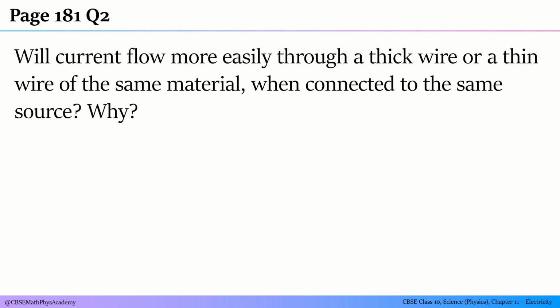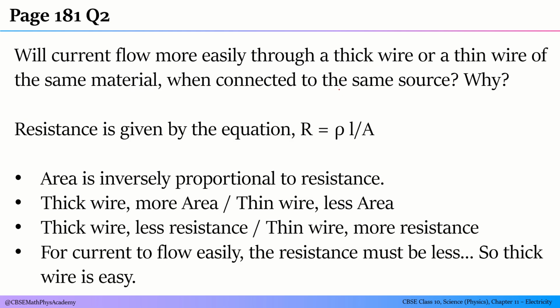Will current flow be more easy through a thick wire or a thin wire of the same material when connected to the same source? Same source means, say you have a 3 volt battery. One of them is a thick wire, another one is a thin wire. Both are the same material, copper or silver or whatever. When connected to the same source, which has the easier flow of current, the thick wire or the thin wire? So the answer goes this way.